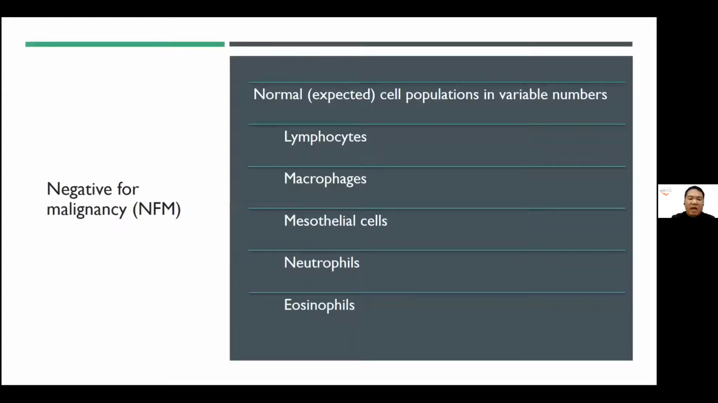So for negative for malignancy, category 2, we expect a normal cell population in pleural effusion or in ascites. What are the normal populations? They are lymphocytes, macrophages, mesothelial cells, and neutrophils. And even in eosinophilic peritonitis or ascites, you can see a lot of eosinophilic cells.